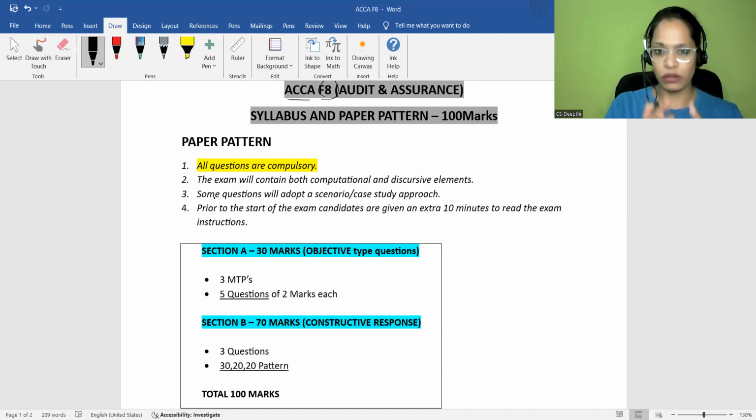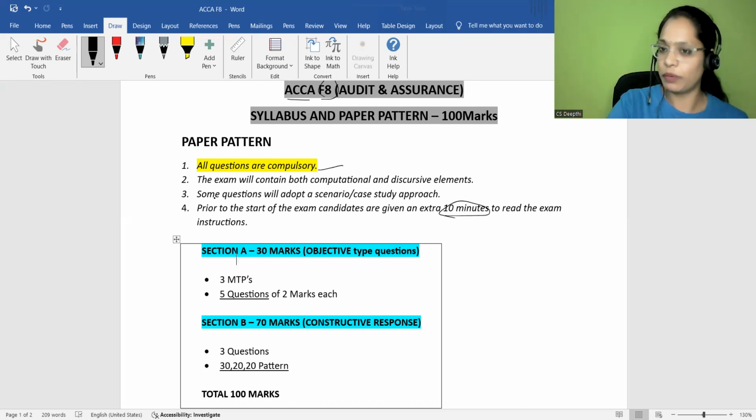I have framed a proper schedule and format for your paper pattern and syllabus. In this paper, all questions are compulsory, and it will mostly consist of descriptive and case study based questions. You will be given an extra 10 minutes before you begin your exam, so that the conditions related to the exam can be noticed and read beforehand. So these are certain conditions related to your exam.